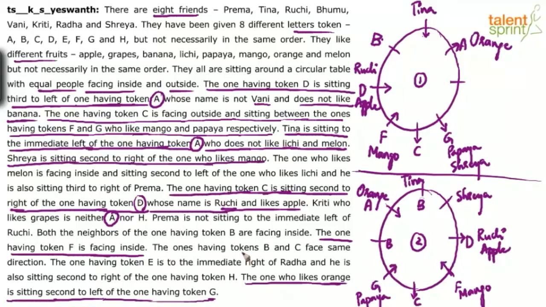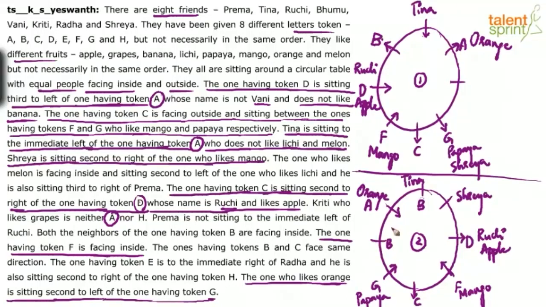Next, the ones having tokens B and C face the same direction. C is facing outwards, so B also should face outwards. Yes or no? The ones having B and C should face the same direction. So C is facing outwards, B also will face outwards.